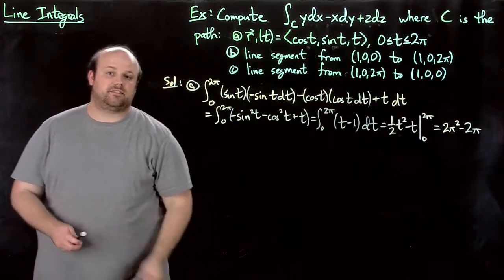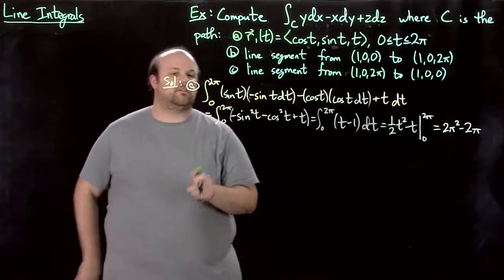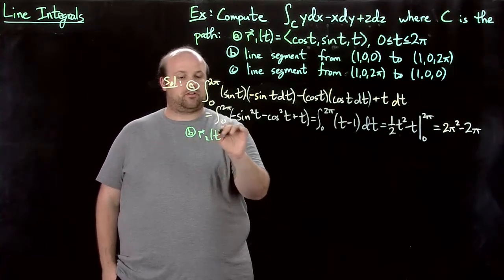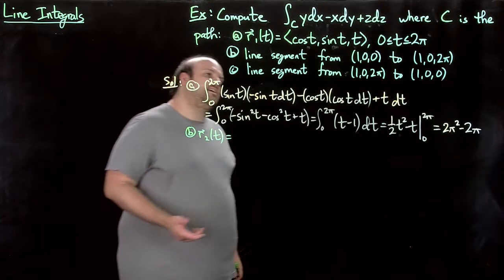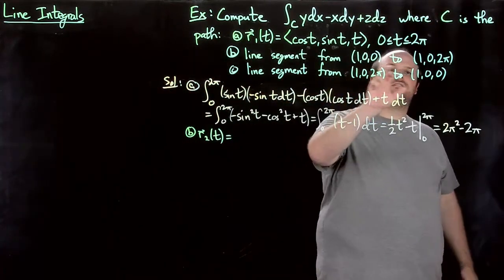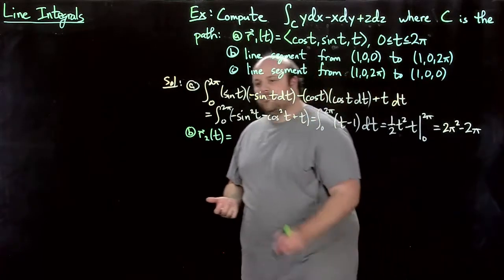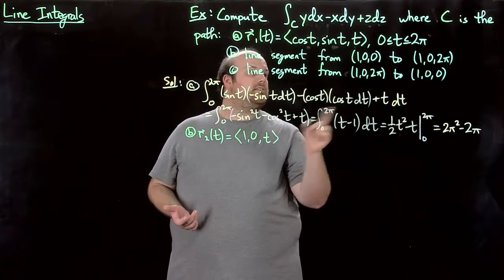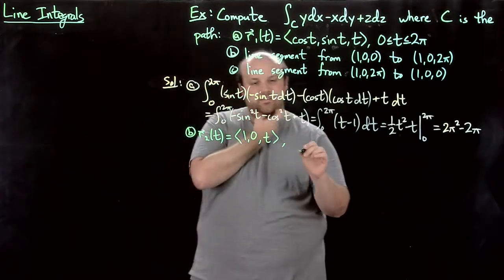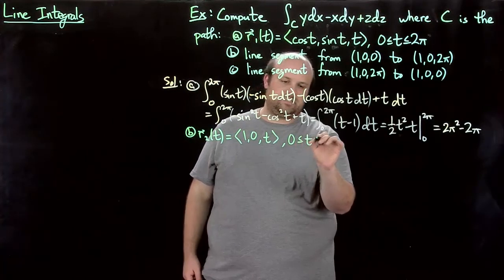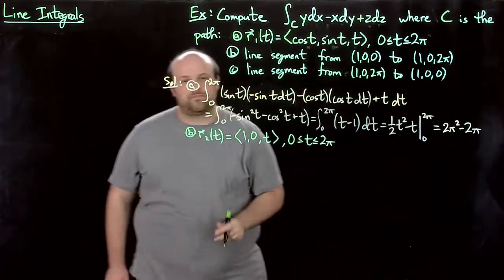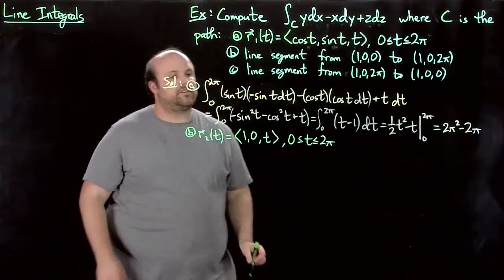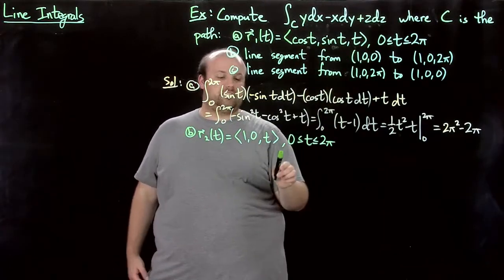So now let's compute the next integral, part b. Let's call this parameterization R2 of t. We want the line segment from (1, 0, 0) to (1, 0, 2 pi). Well, 1 and 0 are always staying the same, and 0 to 2 pi we can just write as 0 less than or equal to t less than or equal to 2 pi, and have t in the z component there. So again, instead of rewriting all this out, let's just plug this stuff in.